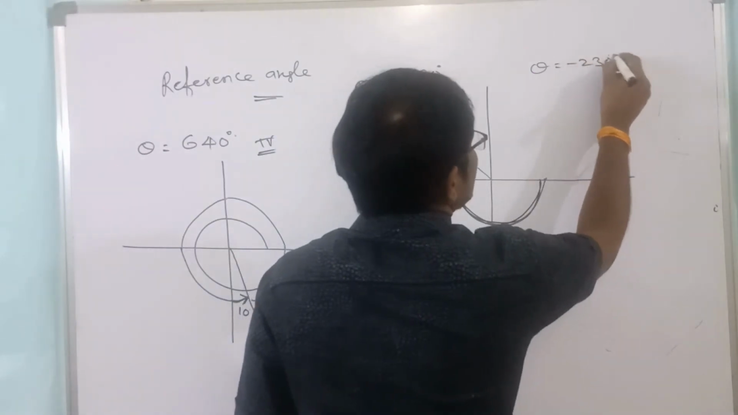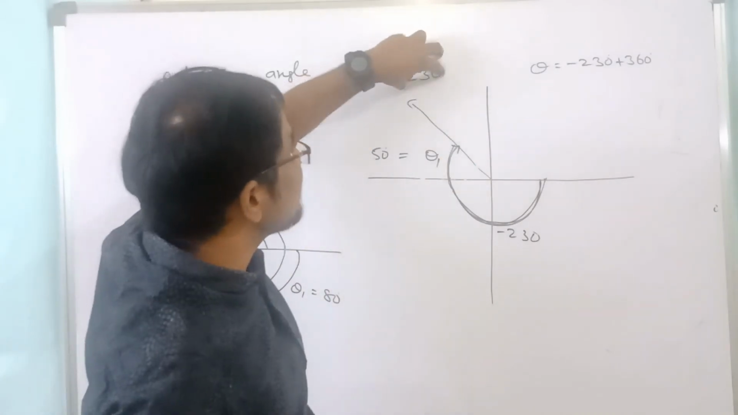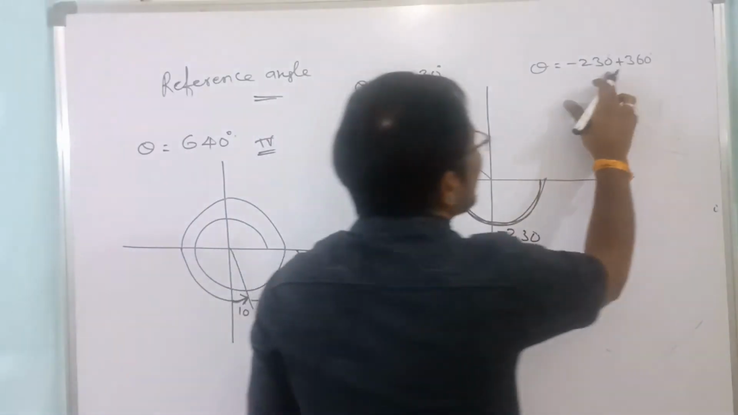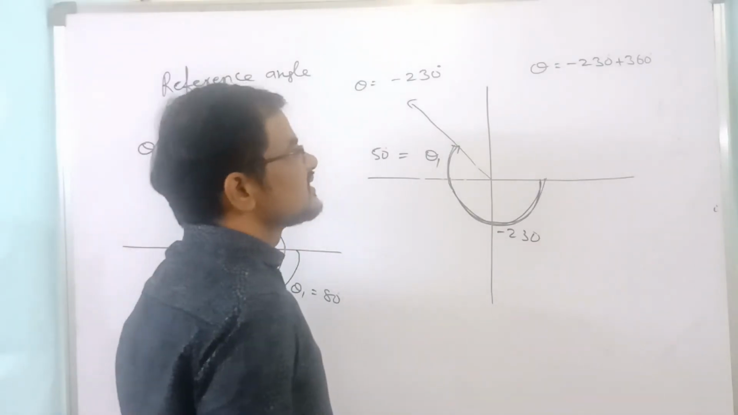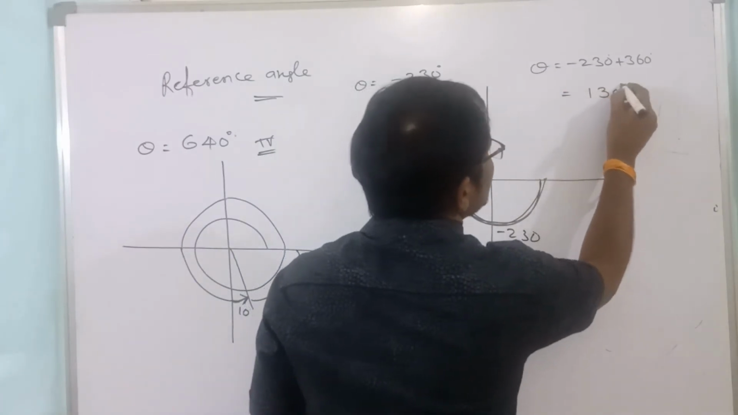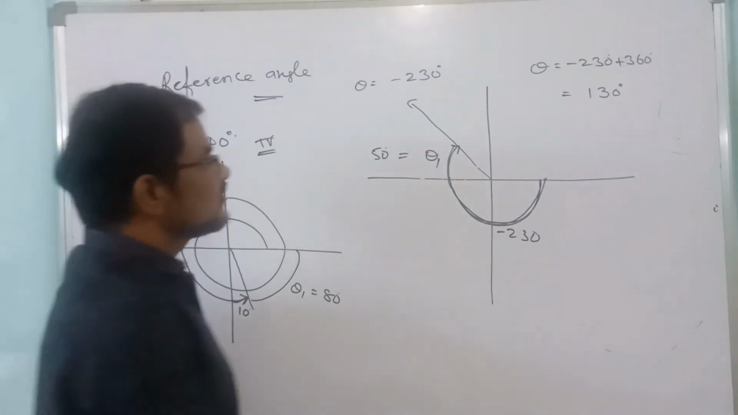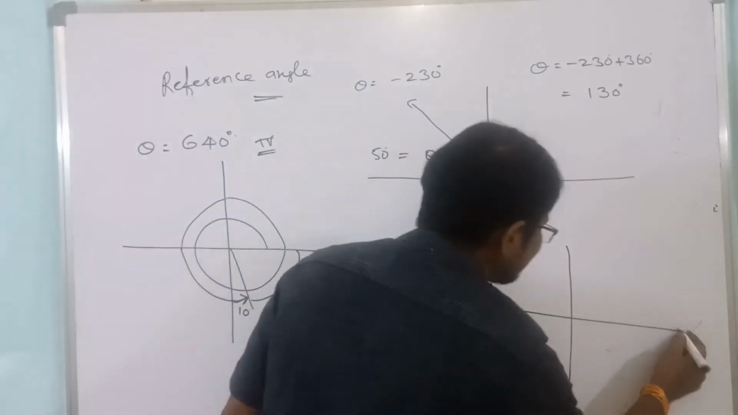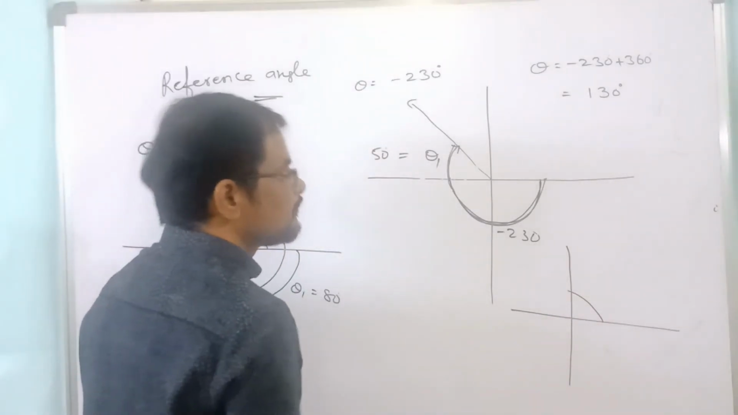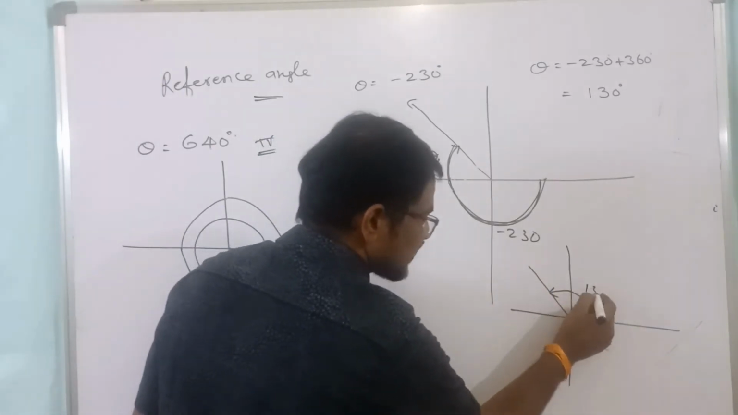Minus 230, if we add plus 360, what will you get? You will get a coterminal angle of minus 230. If you add 360, what you will get? 130 you will get, right? Now 130. So this is 90 plus 40, means here you will get, right? This is 130.